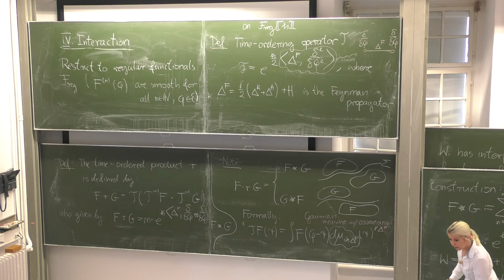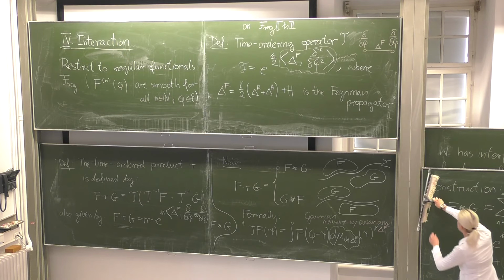Oh, it's here. A Hadamard state is a quasi-free state, so all the n-point functions are powers of the two-point function, where the two-point function satisfies these properties. This is the definition of a Hadamard state. Good call, because I'm going to erase it. But yeah, that's actually really the definition.